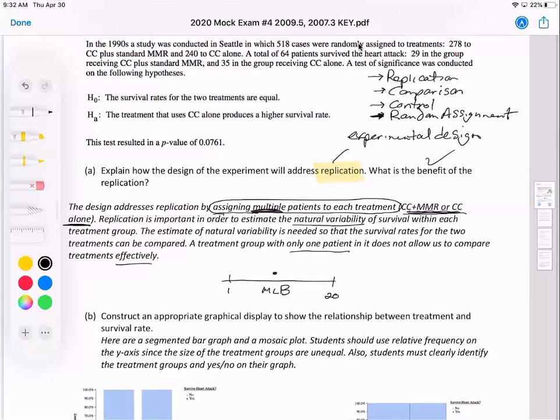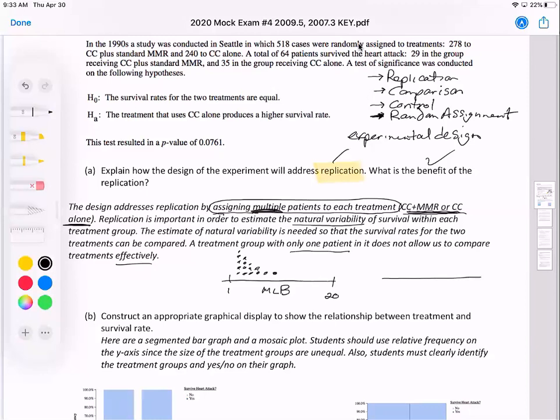But one dot isn't enough to see the distribution of the variable. We would need a lot more dots. So let's say we had a shape like this. Now that gives you a much better idea of what the distribution of Major League Baseball salaries looks like. Replication is the same idea.